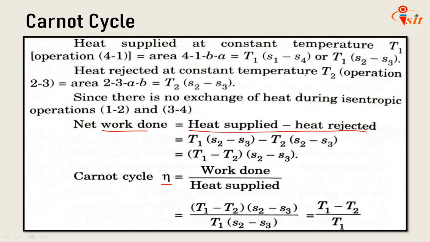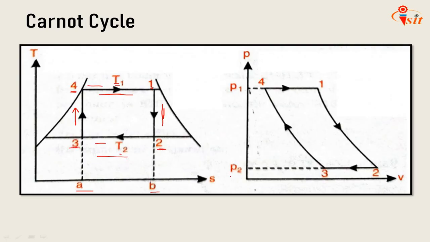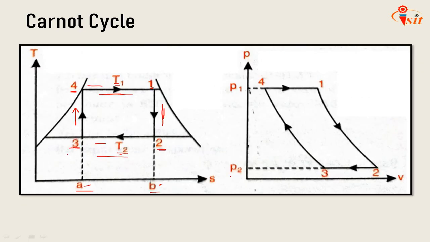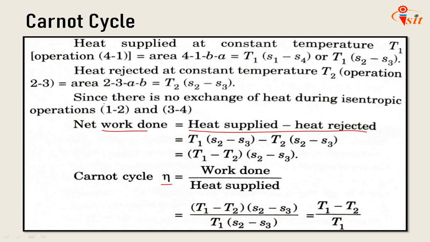Similarly, for heat rejected at constant temperature T2, that is area 2 3 A B. So that will be the area for heat rejection at temperature T2. So it will be T2 (S2 minus S3). Now, since there is no exchange of heat during the isentropic, that is adiabatic, processes, net work done will be heat supplied minus heat rejected. So T1 (S2 minus S3) minus T2 (S2 minus S3). So (T1 minus T2) multiplied by (S2 minus S3).